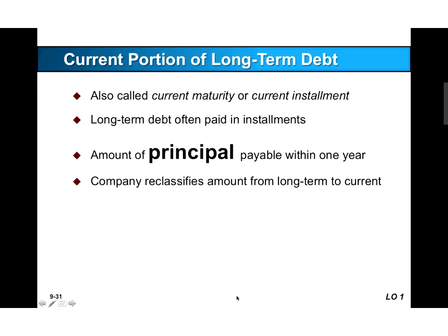Okay, now our next liability, current portion of long-term debt. This can also be called current maturity or current installment. The big takeaway on this slide is that the current portion of long-term debt is the amount of principal payable within 1 year. I want to emphasize that word: we're talking about the principal, not the interest.